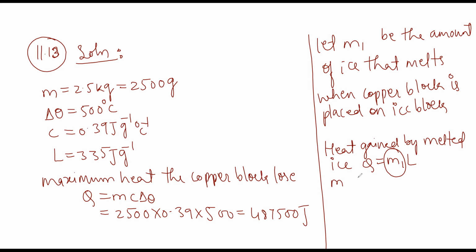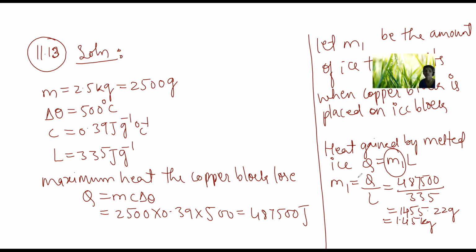So what do we need? We need the M1 value. So M1 is equal to, just modify the formula, the Q value we calculated, that is 4,87,500 divided by the L value, 335. When we simplify, we got 1455.22 grams. Converting this to kg, it is 1.45 kg. The maximum amount of ice that can melt is 1.45 kg. You can keep it in grams or in kg.